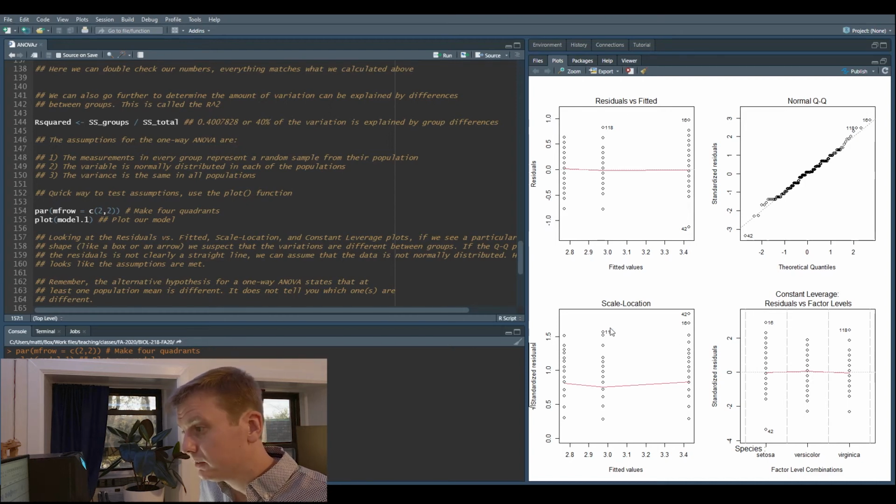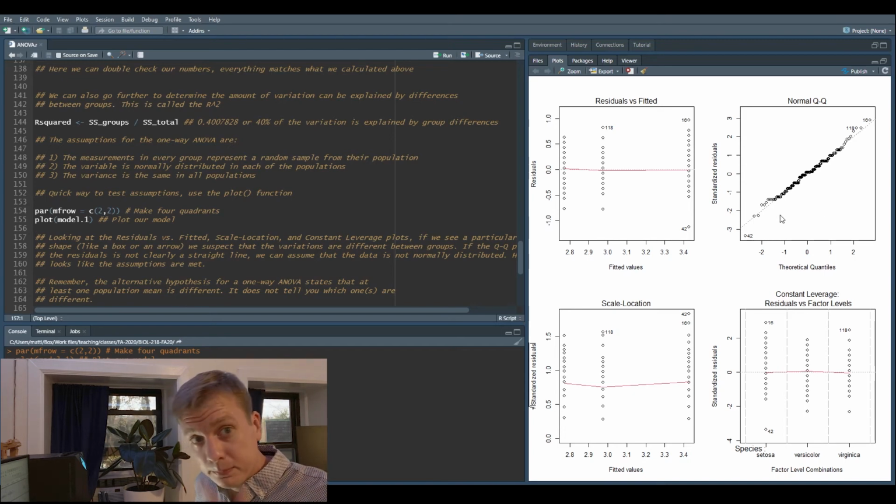For the residuals versus fitted, scale location, and constant leverage plots, the only thing you need to know is that if you see any sort of distinguishable shapes like squares or diamonds or triangles, then your variance might be different between your groups. If we take a look here, though, there's really not any distinguishable shape we can see, so it's probably fine.